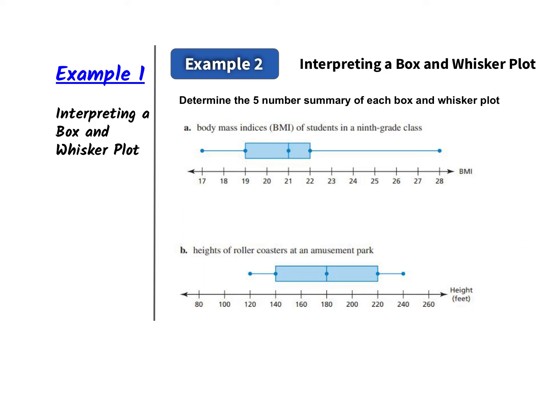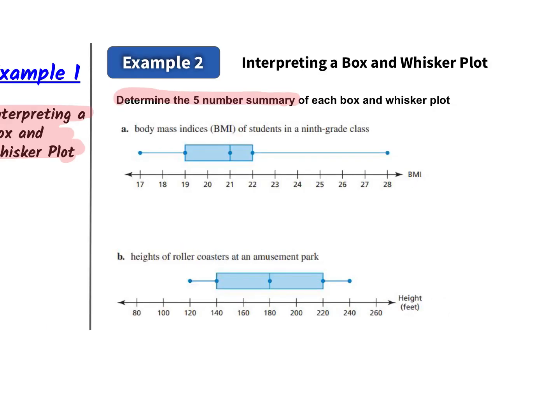Example 2, not example 1, I apologize, but we are interpreting a box and whisker plot in this example. We have 2 examples. We are determining the 5-number summary, so that is the big goal here. We're just trying to read a box and whisker plot given to us. In part A, we have some body mass indices recorded of students in 9th grade. We have 5 things to find here, so I'm going to label them in different colors so it's easy to see. We have the minimum value, the Q1, the median, the Q3 for the 3rd quartile, and last but not least, the maximum value.